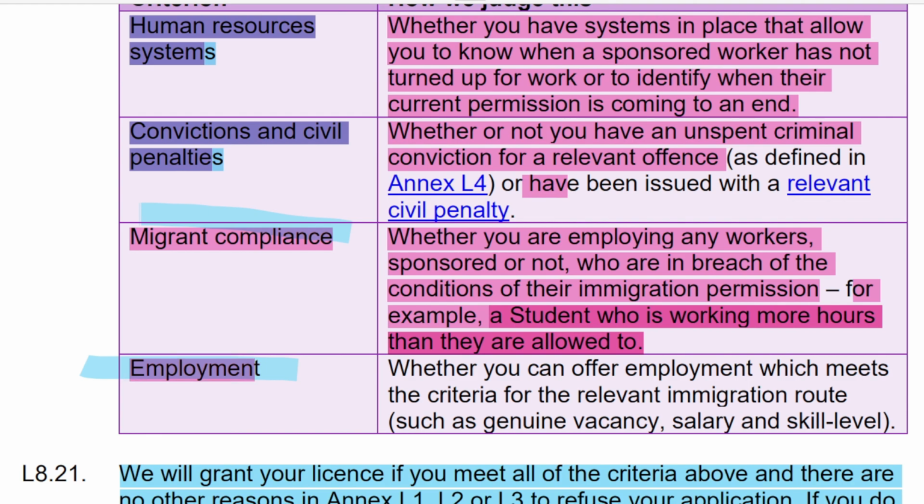Employment: whether you can offer employment which meets the criteria for the relevant immigration route, such as genuine vacancy, salary, and skill levels.